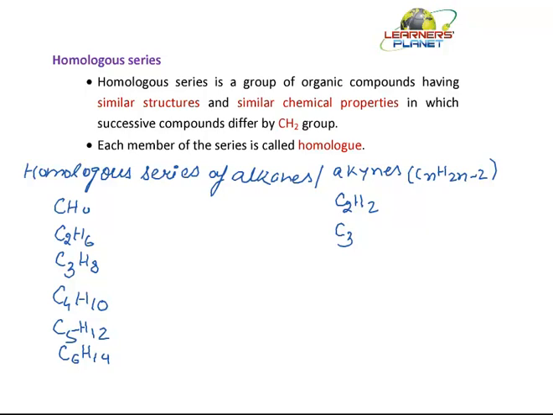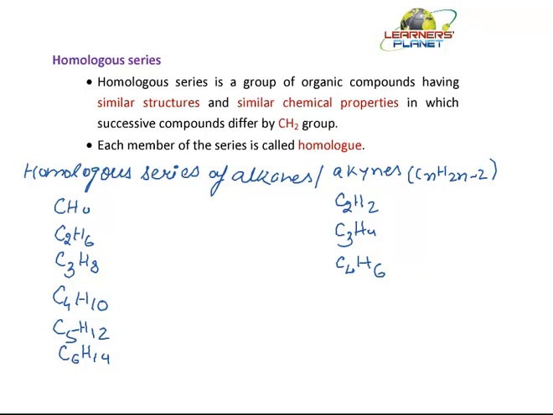So what would be the next member, children? It would be C3H4. What would be the next member? C4H8 minus 2. It will give you 6, since 2 times 4 is 8 and 8 minus 2 gives 6. So these are the members of the homologous series of alkynes.